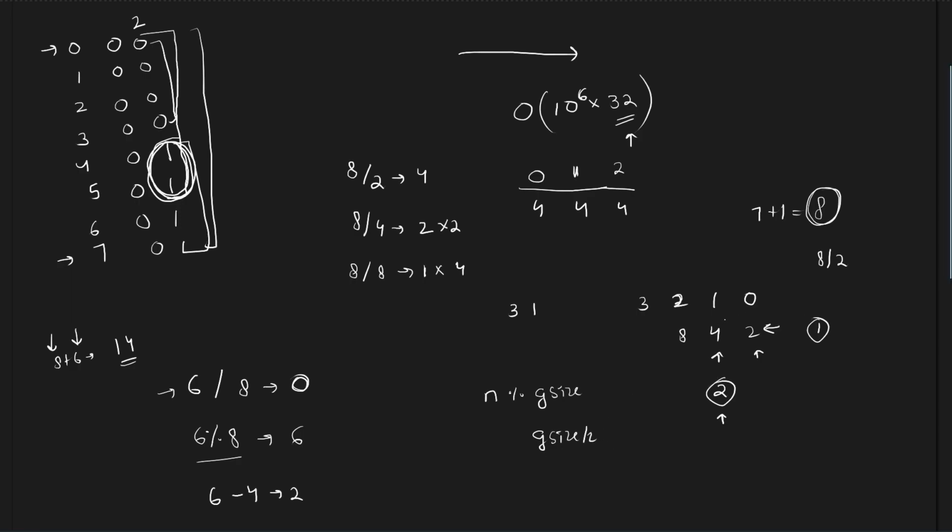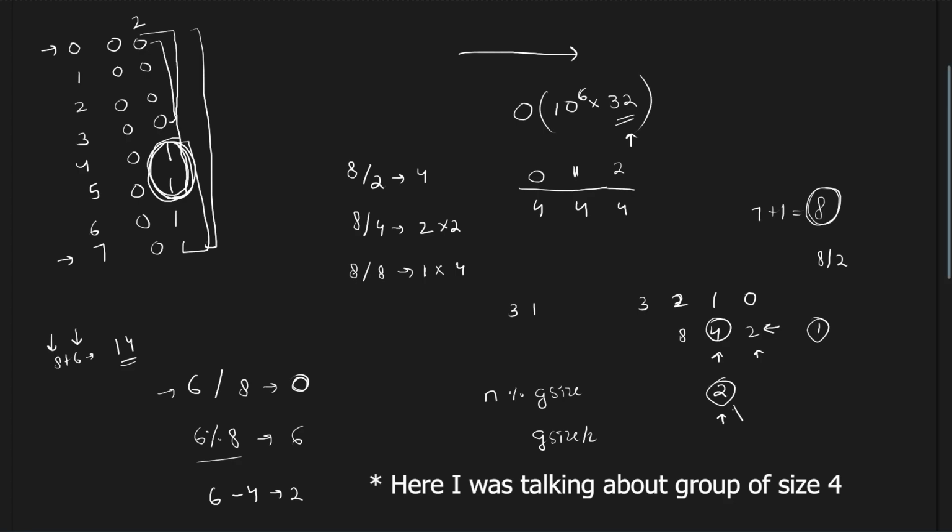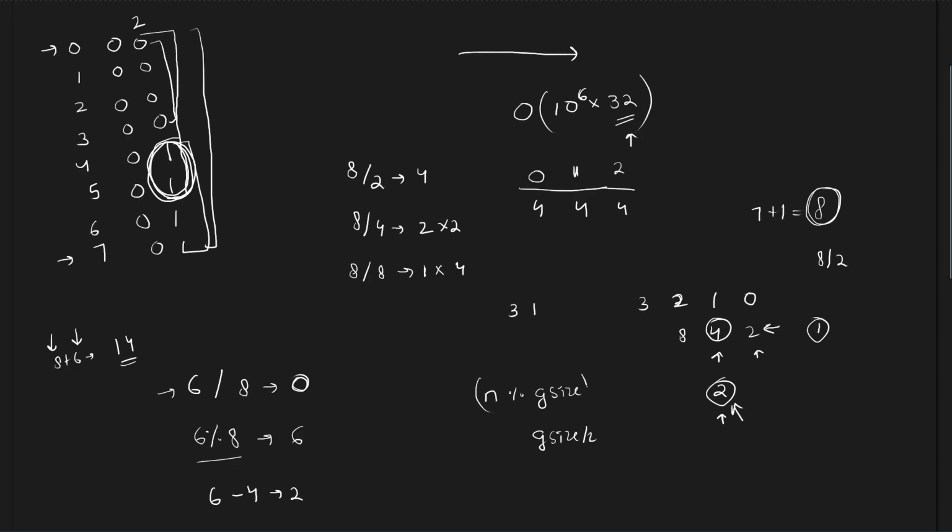Because you know, if there is a group of size 2, only the last 2 bits or only the last 2 numbers will be contributing some set bits to our answer. So the first 2 bits will not be contributing anything. That is why we subtract g size by 2 from this particular value. So if we subtract this particular value, this will remove the starting bits which were not set, and we will only have the number of bits which were already set, right?